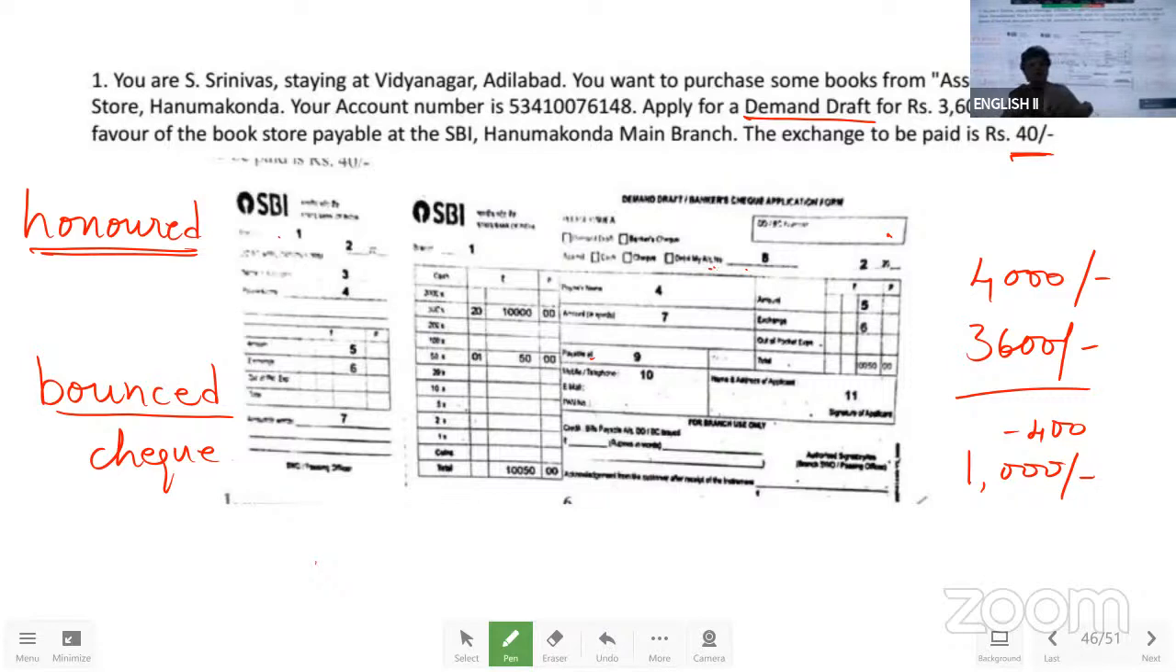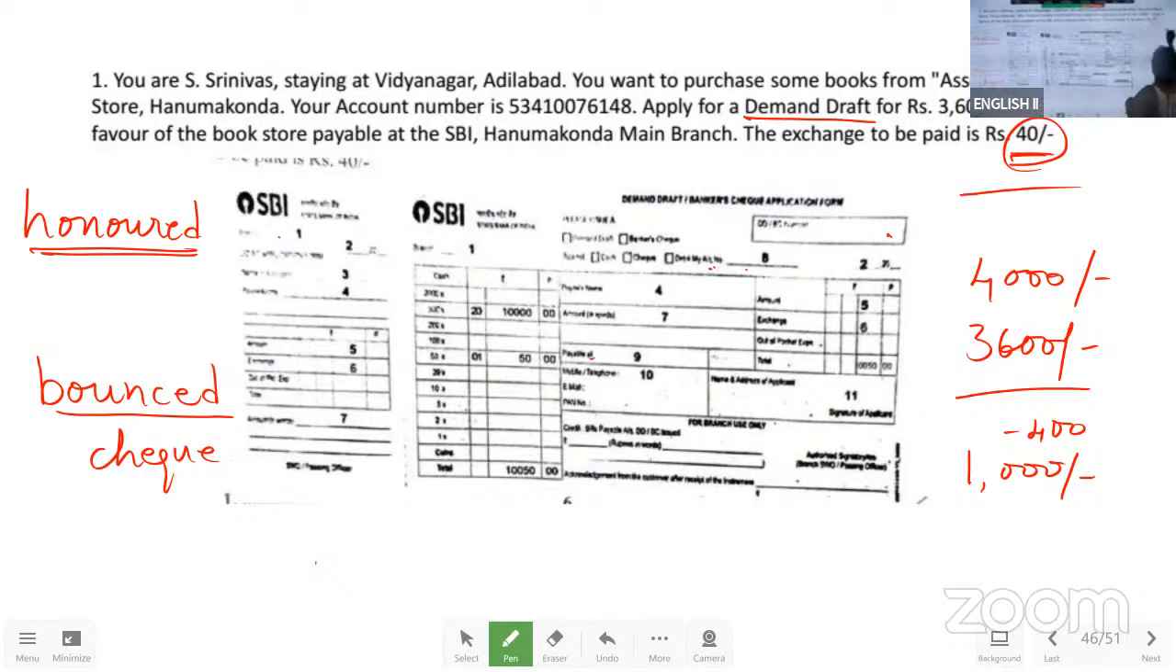When you want to buy some books from the assorted bookstore Hanamkonda, you go to the bank and ask them to prepare a demand draft for so and so at Hanamkonda, the assorted bookstore. So the cashier checks in your account to see if there is sufficient funds before he prepares the demand draft. And for the service done, they take an exchange, or otherwise service tax, you can say. An exchange is taken. And that's why whenever you want to send, unless it's a known person, no one accepts a check.